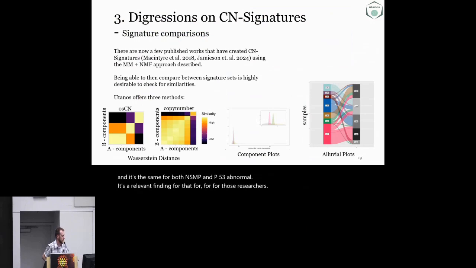A quick digression on copy number signatures. Specifically of interest to a lot of computational folks is how similar the signatures are between the different cancer types. So there have been a few different signature sets published over the last few years. The first group was McIntyre et al. in 2018 for high-grade serous ovarian carcinoma. And then earlier this year, Jameson et al. 2024 for P53 abnormal endometrial carcinoma.